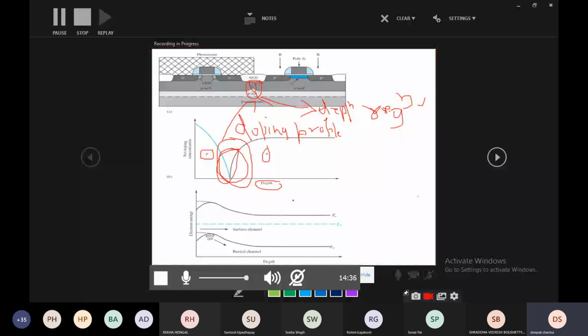Next graph we have electron energy versus the depth. So this is the Fermi energy level. This is the valence band, this is the conduction band, right? So what do you mean by Fermi energy level? It is the probability of the energy wherein the charge carriers can occupy that energy, right?